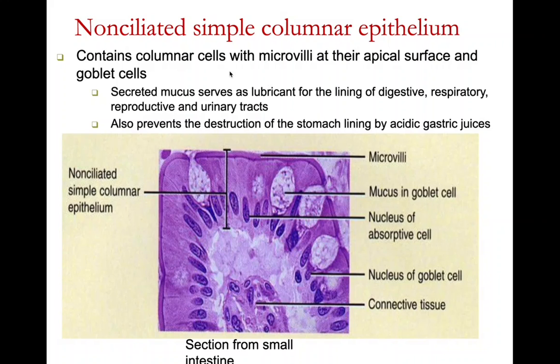So the non-ciliated simple columnar epithelium, these can have microvilli on their apical surface, and goblet cells. Goblet cells secrete mucus. It acts as a lubricant and also helps to protect the inside of the digestive system. You also see it in the respiratory and reproductive urinary tracts. So in the stomach, it's important because it's going to protect it from the acid gastric juices. So these here, the big white colored ones, are the mucus producing goblet cells.